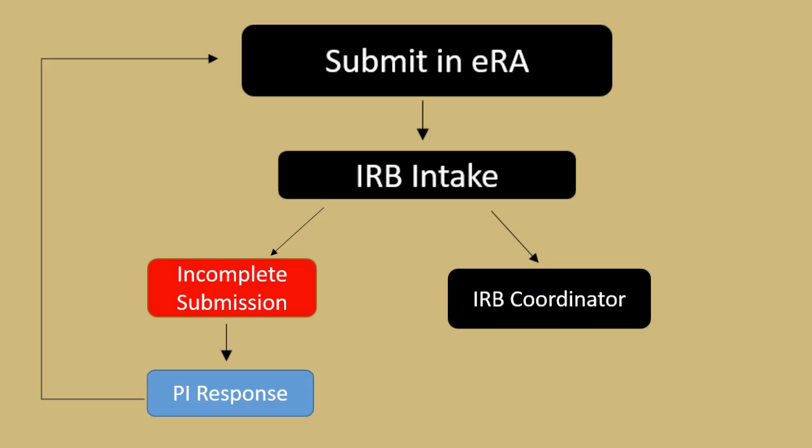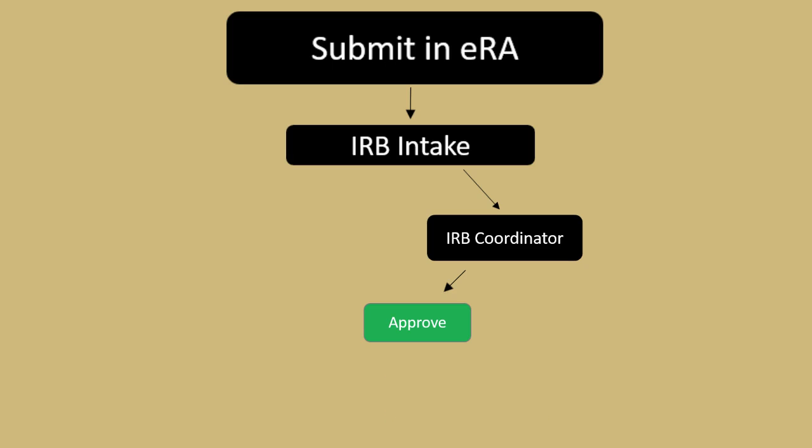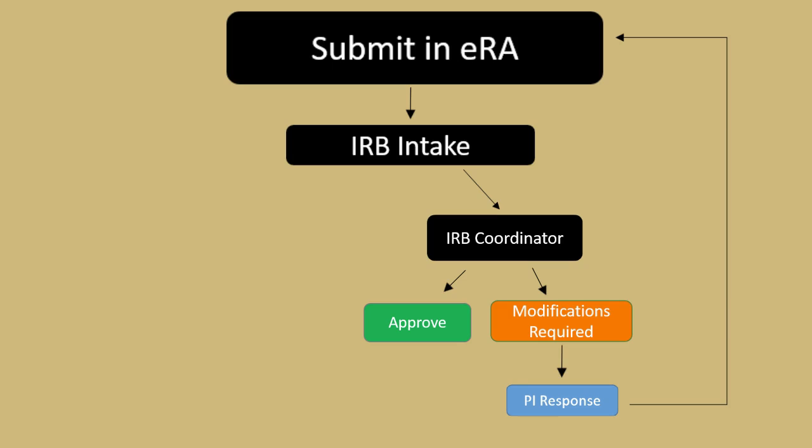The IRB coordinator has 10 business days from the date the submission is assigned to him or her to review the submission. If everything is satisfactory, the IRB coordinator will approve the submission. If changes are required, the IRB coordinator sets the status to modifications required, and the investigator will need to respond to the modifications required in ERA. When the response is submitted, the review clock starts over.